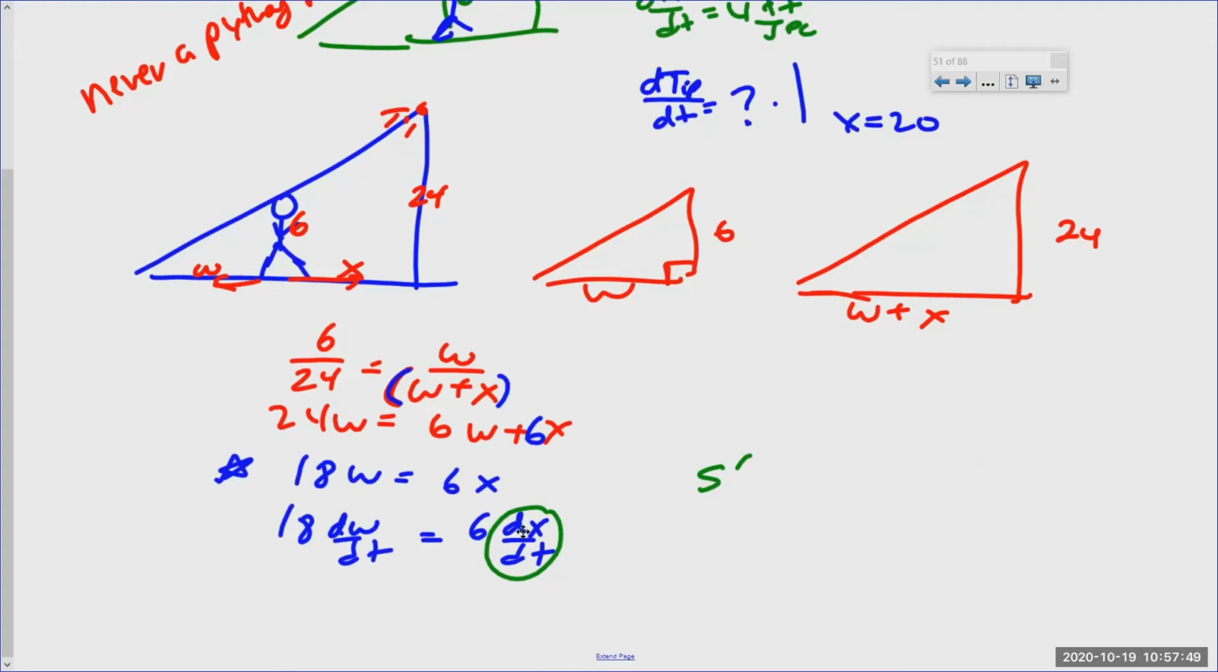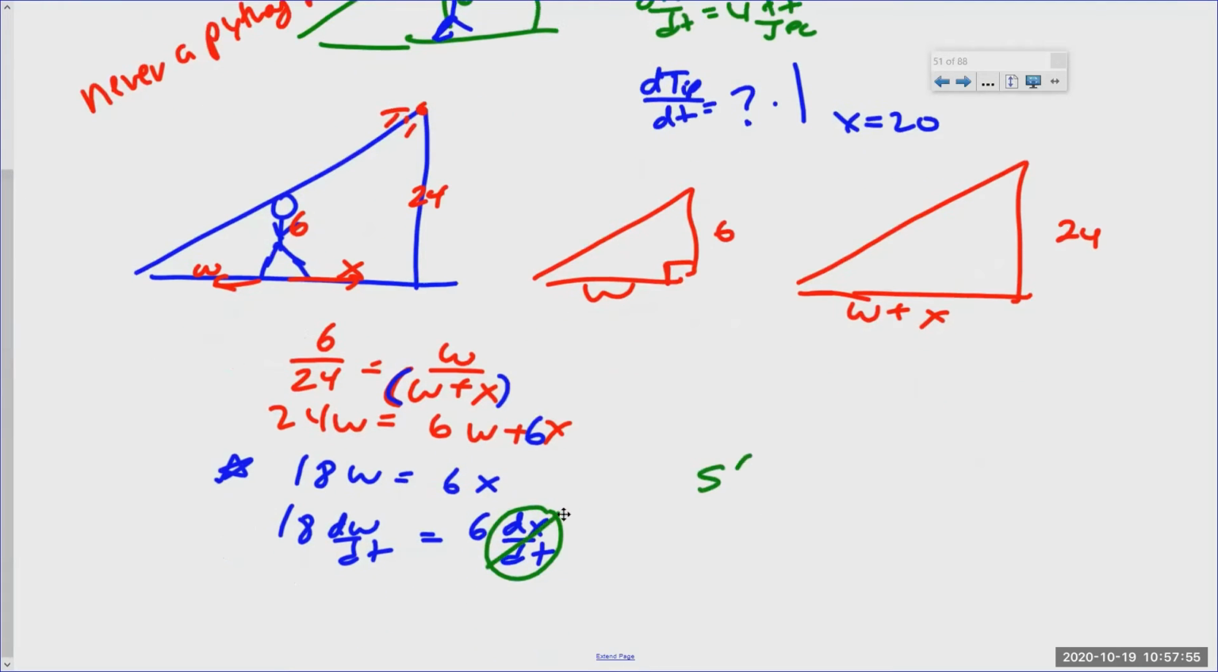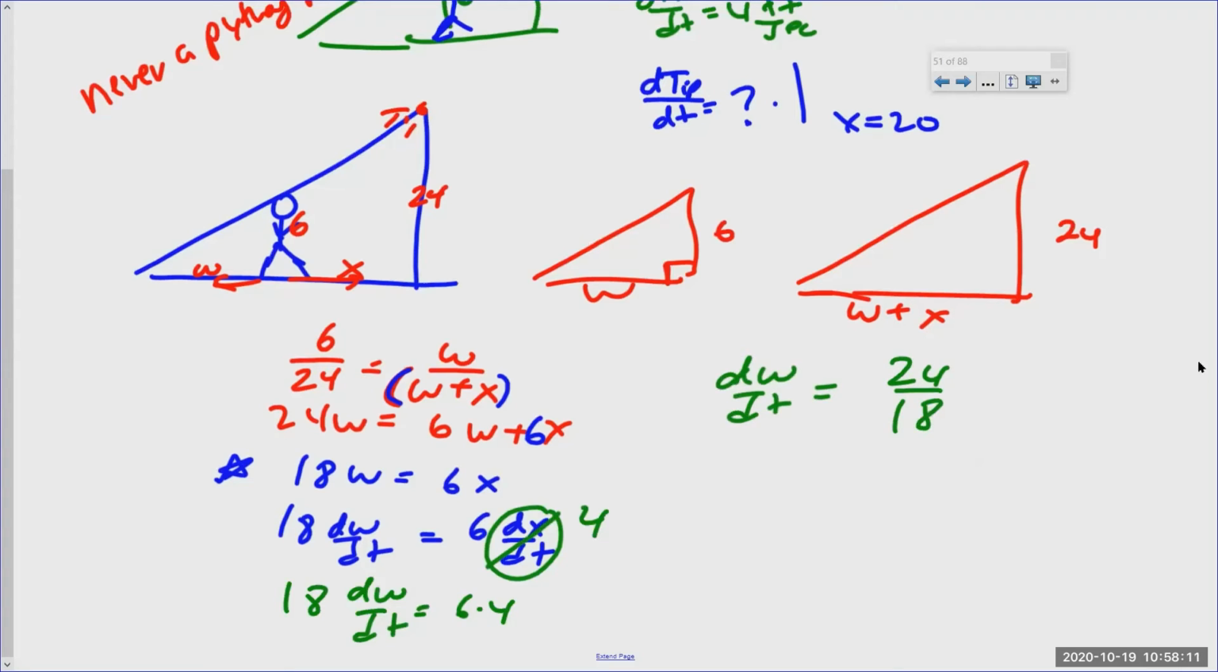The change in position. So they tell us the rate of the woman, I think it was 4. So what I know is dw dt is equal to 6 times 4 divided by 18. So let me put that here. dw dt is equal to 6, so 24 basically, divided by 18. Let me simplify that. Divide by 6, so that's 4. Divide by 6, so that's 3.